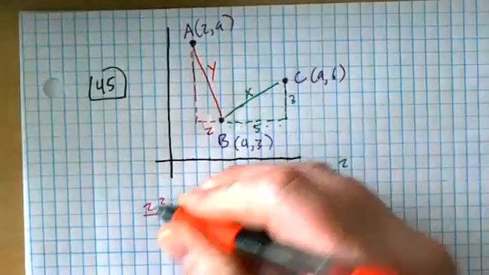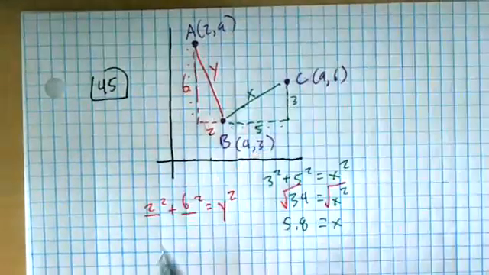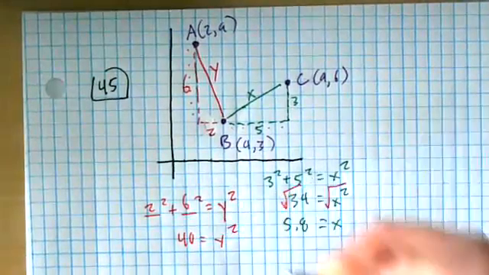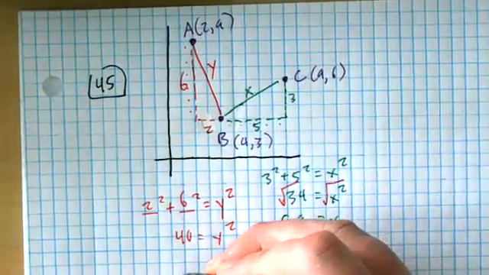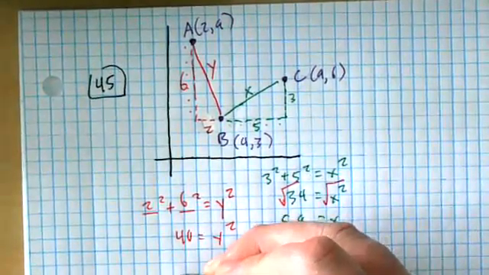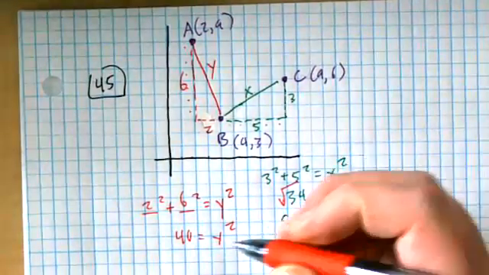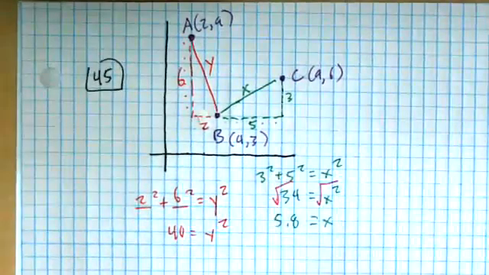That's 2, 2, 3, 6, 4, and 36 is 40. 6 point, what do you think? 6.3, 6.4? Do you think 6.3?